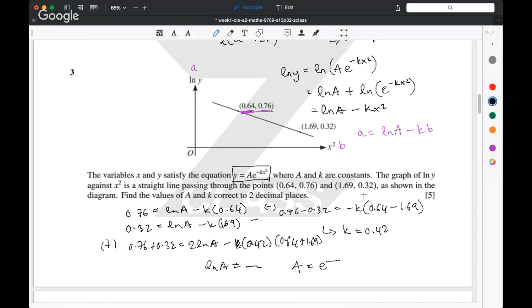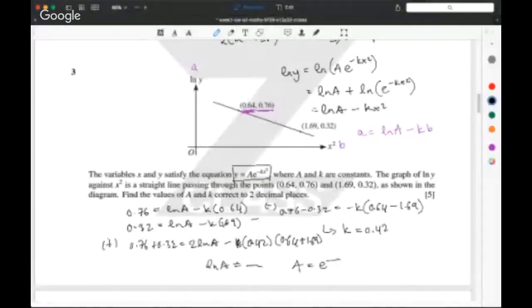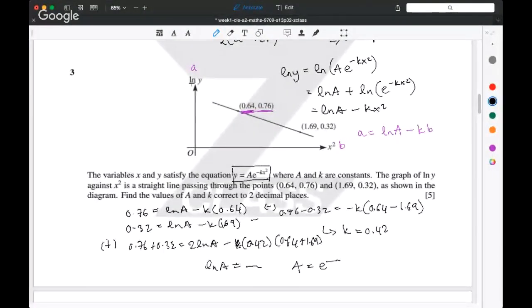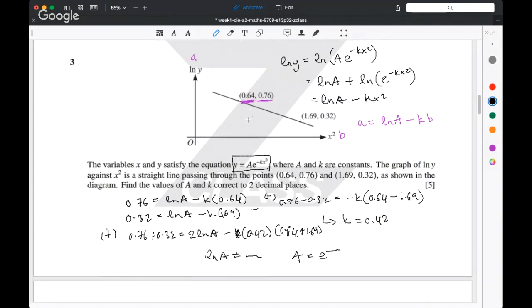So the big trick in this question is not being confused by the way they've done it, but realizing that the variables that you need are ln A and x squared, not y and x.